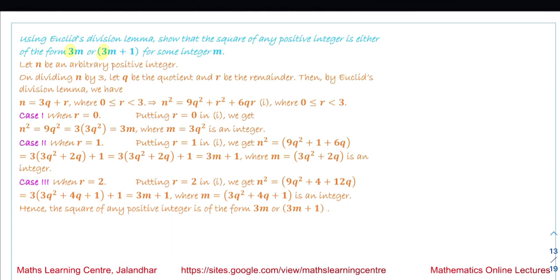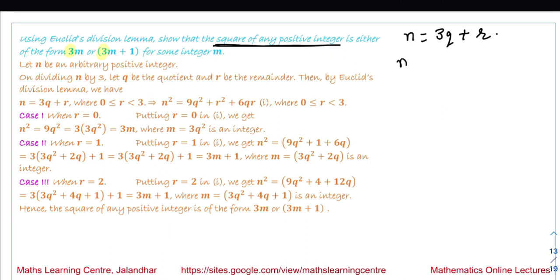We are saying q is the quotient and r is the remainder. Then it means that any number n can be written in the form 3q plus r. Now what we have to do is show that the square of any positive integer. We are not interested in this n, we are interested in the square of this number.